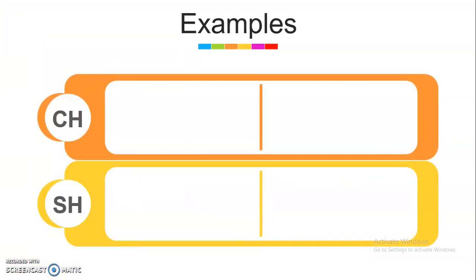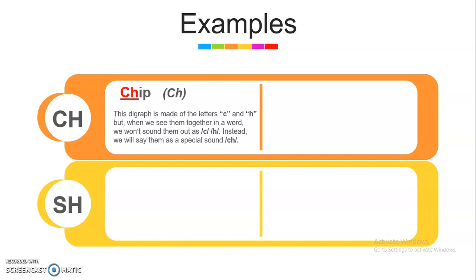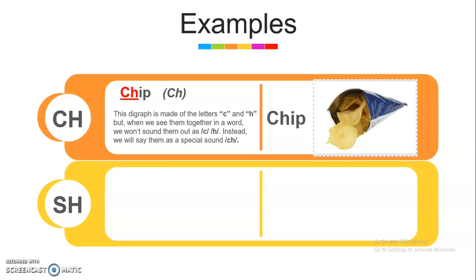So I'm going to give you the first digraph sound, ch, as in the word chip. This digraph is made of two letters, C and H. But when we see them together in a word, we will not sound them out as k and h. Rather, we will say them as a special sound, ch. Let me give you an example. Can you see the potato chips in the bag? Chip. Do you hear the sound at the beginning of the word? Chip, ch, chip.